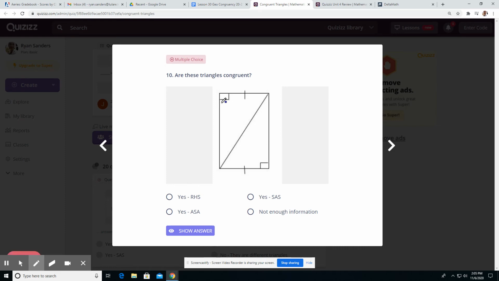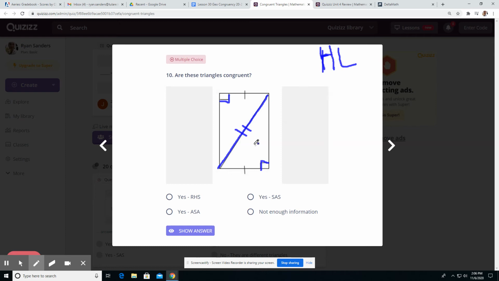Are these triangles congruent? All right. So reflexive, mark it. Oh, we got a right angle. Whenever you get a right angle, think hypotenuse leg. I'm checking to see if hypotenuse leg works.